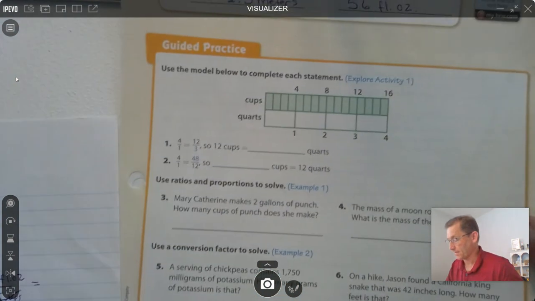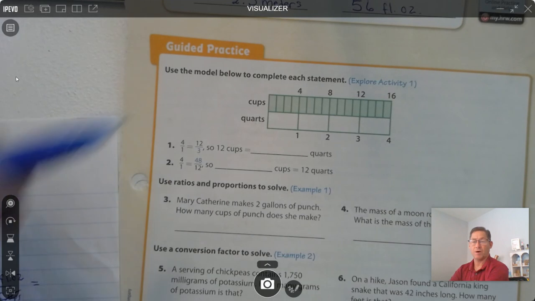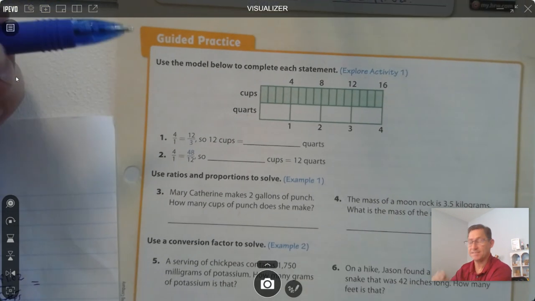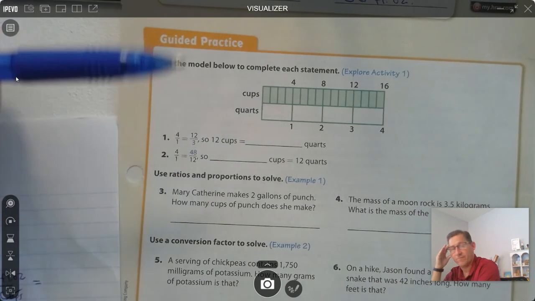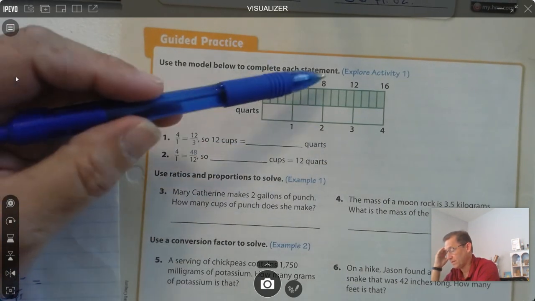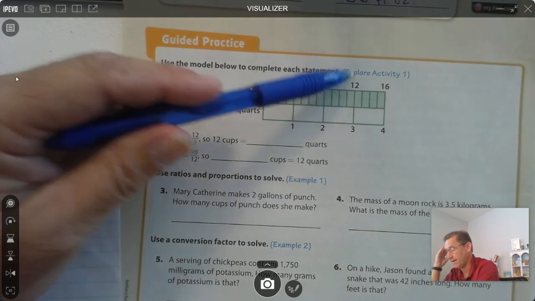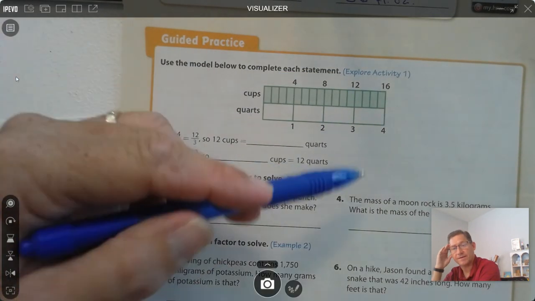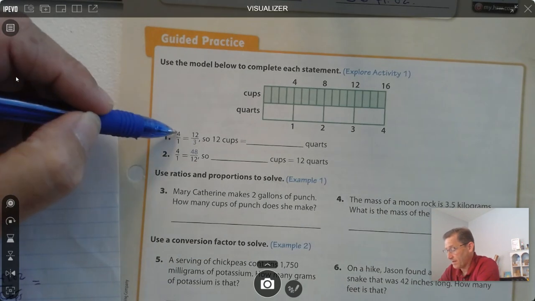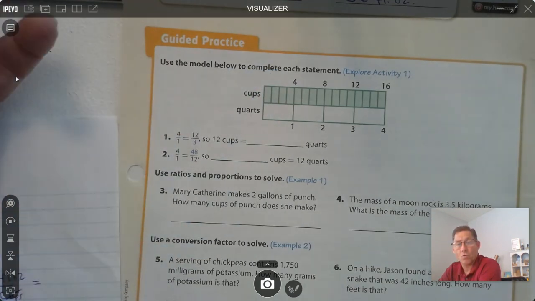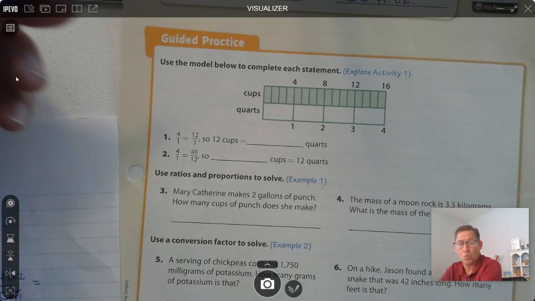All right, let's look at number 1. Use the model below to complete each statement. So relating quarts and cups. For 1 quart, I have 4 cups. In 2 quarts, I have 8 cups. In 3 quarts, I have 12 cups. In 4 quarts, I have 16. So that's in a ratio of 4 to 1, right? 4 cups for every 1 quart.